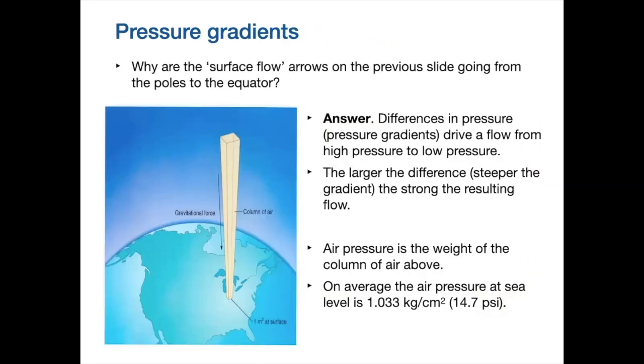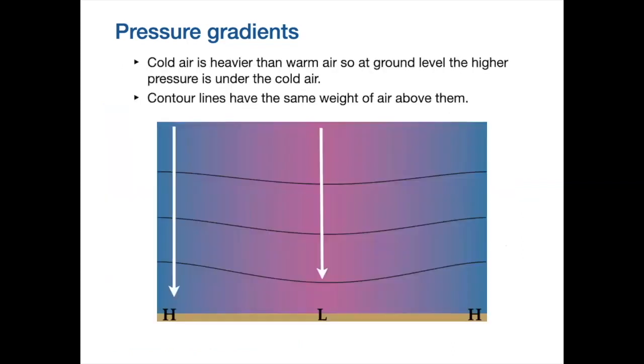So what's causing those surface flows? Well, it all has to do with pressure gradients. The pressure at sea level is just the weight of a column of air above that part of the Earth. So at sea level, you have 14.7 pounds per square inch of pressure on you. Cold air is more dense than warm air, and that's because cold air is heavier. The molecules don't vibrate as much, so they don't take up as much volume for the same weight of air. So we have a high pressure under the cold air and lower pressure under the warm air.